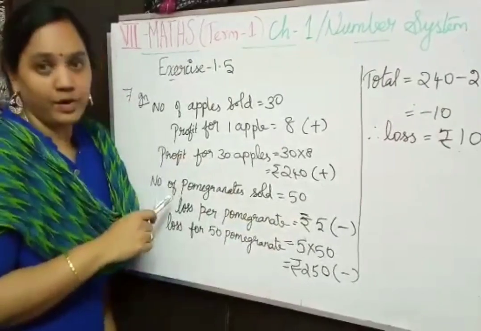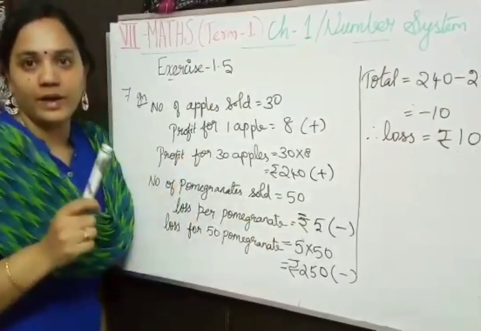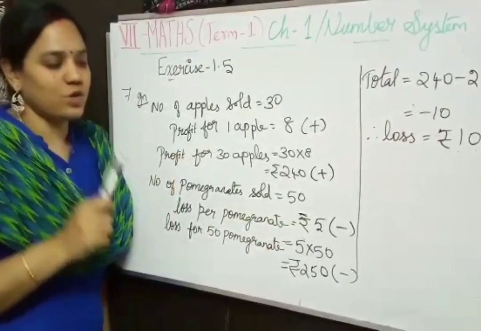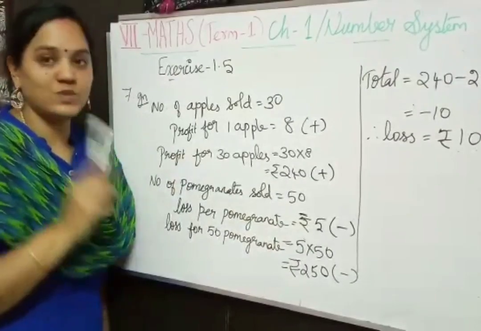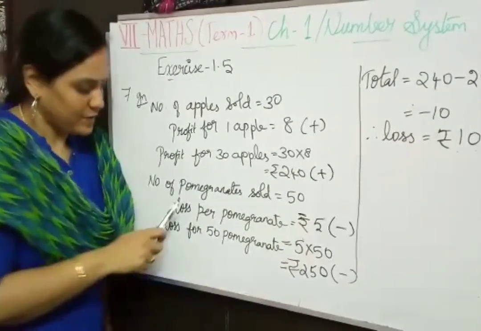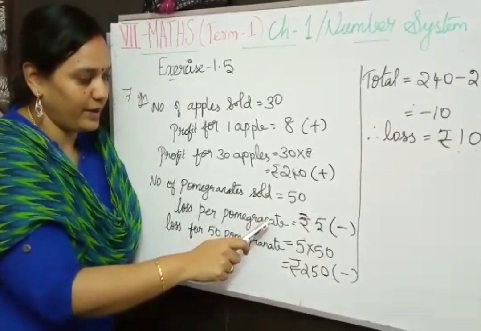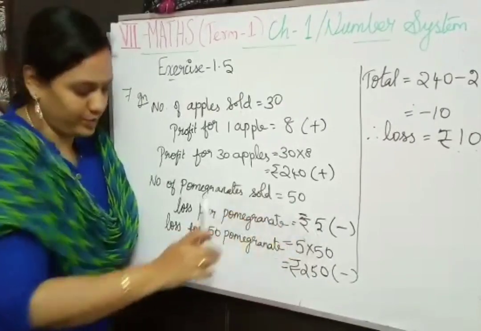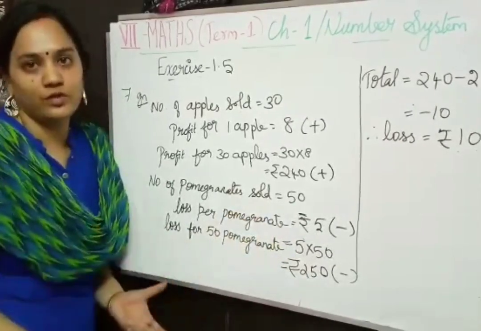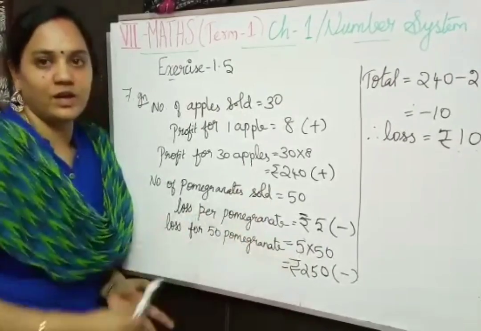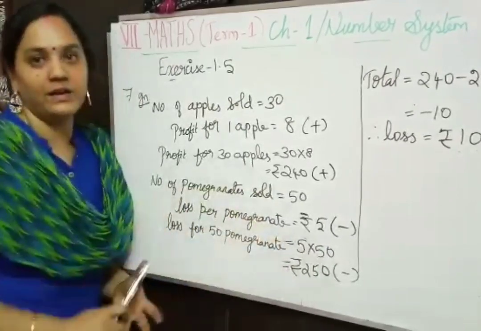Next one, number of pomegranates sold. How many pomegranates she sold? She sold 50 pomegranates. So loss for one pomegranate is 5 rupees. So loss per pomegranate, the loss for one pomegranate is 5 rupees. So 50 pomegranates means 5 into 50. So multiplying we get 250 rupees. So here I have written minus.